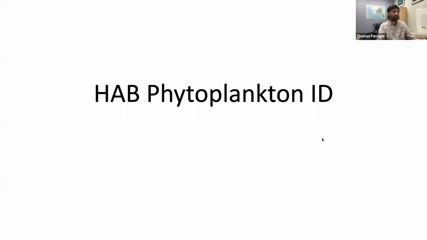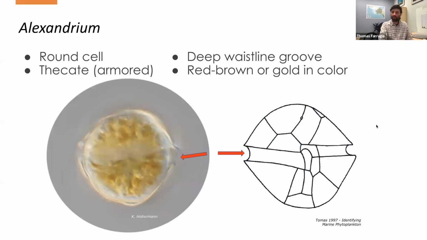So we'll start off with HAB phytoplankton ID, and I think Evie is going to start us off with Alexandrium. Great. So Alexandrium, as Thomas just mentioned, is a dinoflagellate that causes paralytic shellfish poisoning. It belongs to a group of algae known as dinoflagellates, and these have little whip-like structures called flagella that they use to propel themselves through the water.